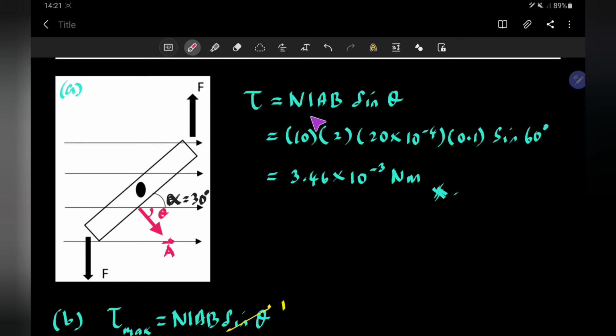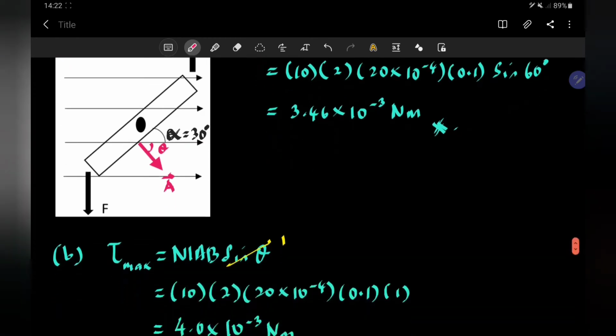So N given is 10, I given is 2, A given is, okay, so remember we need to convert it to meter squared, so that we have 10 to the power -4 here. Okay, and then B given is 0.1 and the angle is 60 degrees. So many students make a mistake here by taking the angle to be 30 degrees. So be careful with this, okay? So that you will get the torque is 3.46 × 10^-3 Newton meter.